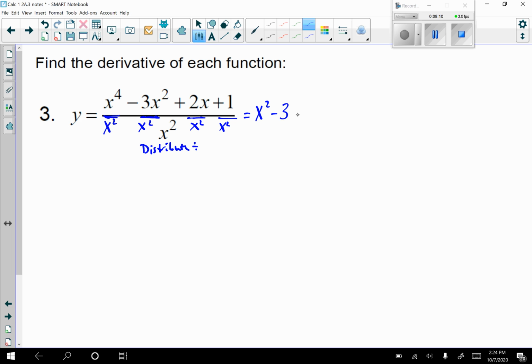Those are easy so far. 2x over x squared is 2 over x, or 2x to the negative 1. That's the better way to write this. And 1 over x squared is x to the negative 2. So get it written as separate terms. This is not a derivative yet. So make sure you do the derivative. All right, so now it's separate terms.